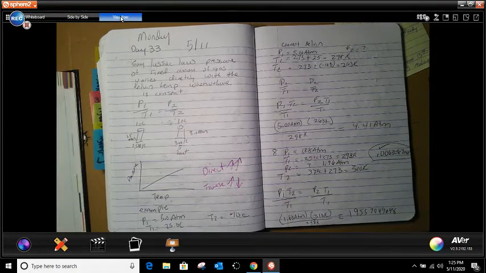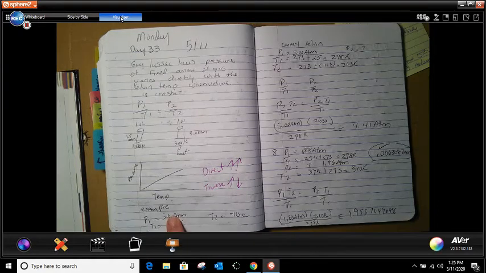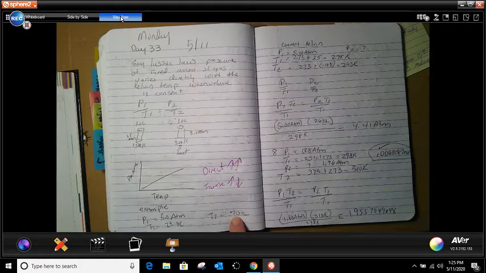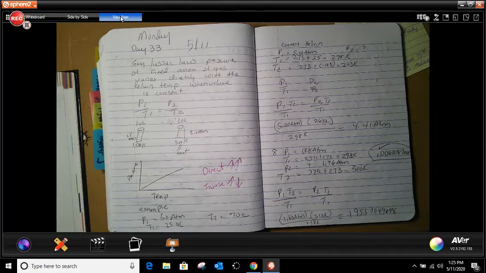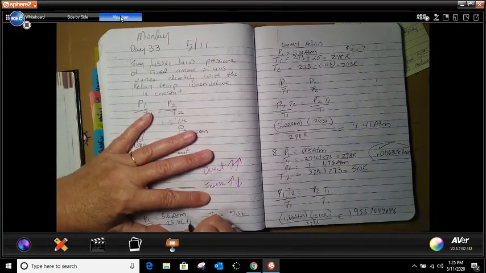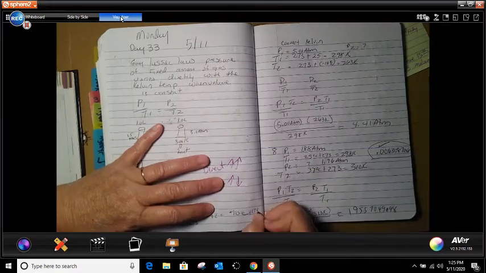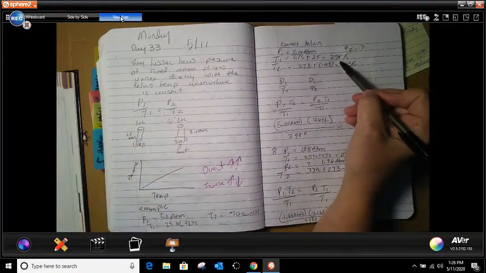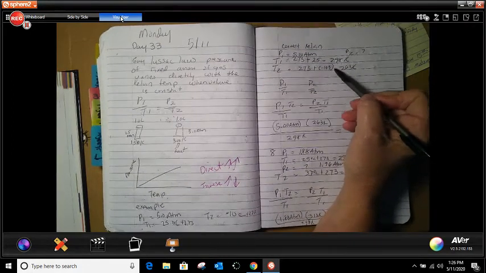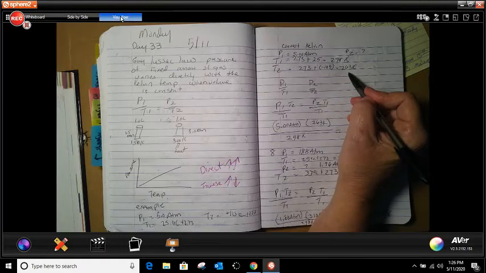On the sample problem for Gay-Lussac's law, the pressure is 5.0 atm, 25 is our temperature 1, our temperature 2 is negative 10, and we're looking for our unknown pressure. Based on that, remember what we have to do. First things first, we have to change our temperature. We have to add 273 to both of those, which gives 298 Kelvin and also 263 Kelvin.